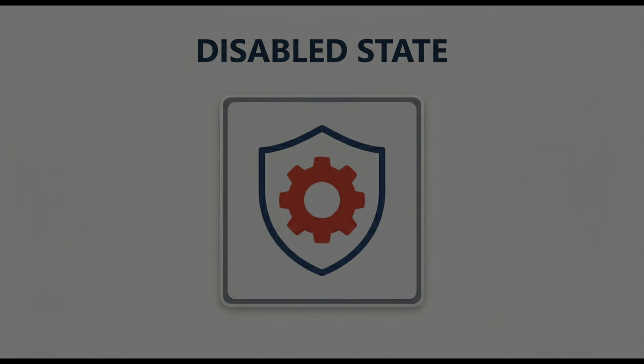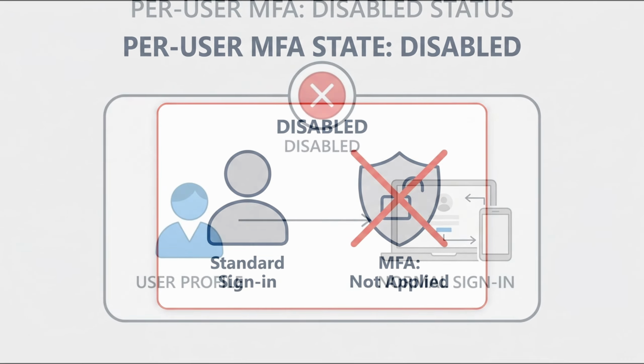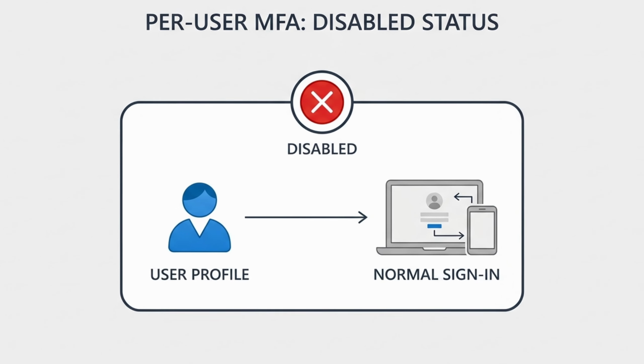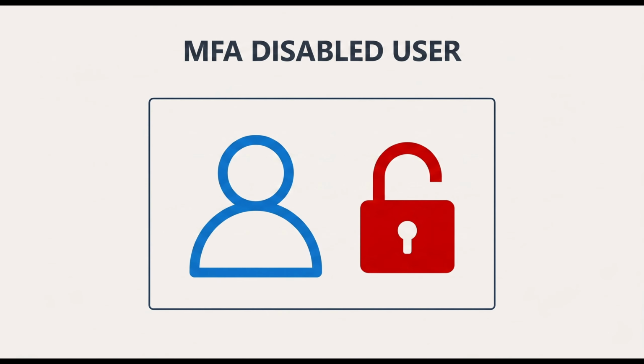Disabled state. This is simple. In this state, MFA is not being applied by per-user MFA. The user signs in normally. No per-user MFA enforcement is happening. Think of it like this. MFA is off for this user.